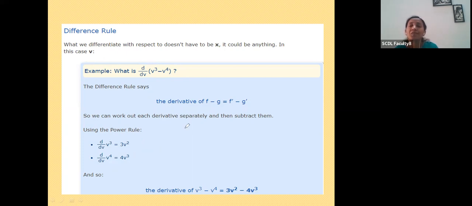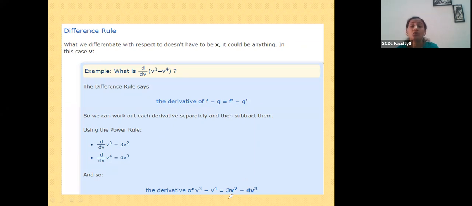So in this way, just put it in our formula. What I get for f dash is the derivative of v cubed, so that answer is 3v squared. Replace f dash with 3v squared and keep the minus sign constant. Then what is g dash? The derivative of v to the fourth is 4v cubed. So our answer is 3v squared minus 4v cubed.